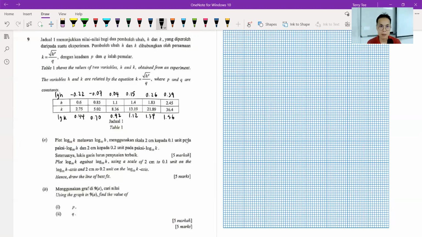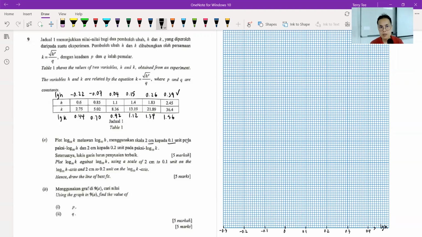Now I need to plot it on the graph paper. You can see some of the lgh values are negative, but the rest are positive, the smallest being negative 0.22. I think the question says use the scale of 2 cm to 0.1. So we need to go down to negative 0.3, then negative 0.2, negative 0.1, this is my 0, then 0.1, 0.2, 0.3, and maximum 0.4 because the largest is 0.39. So this is my lgh.